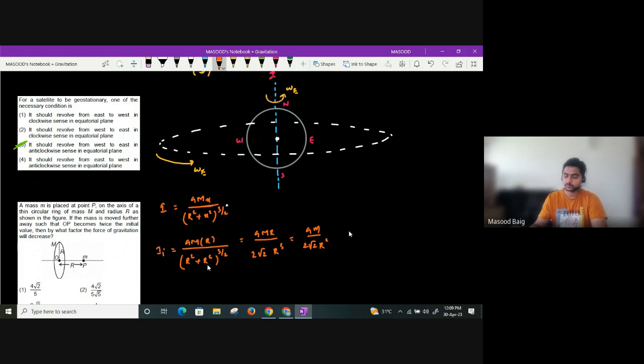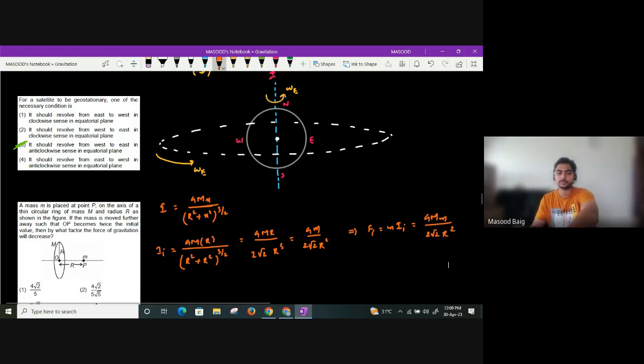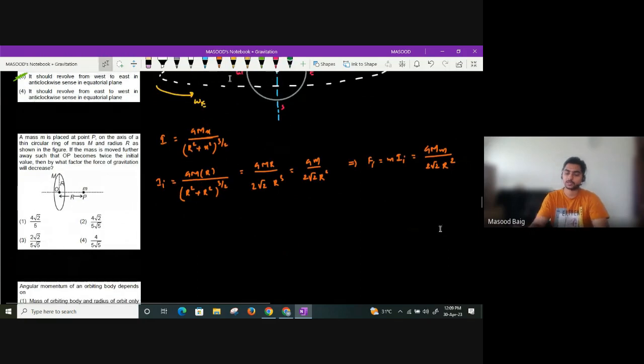Now, what is the force? We know force is mass times field. So the initial force is G M m divided by 2 root 2 r square. In the same manner, what is the field finally? Finally, the distance became twice the initial value, which means it became 2r.